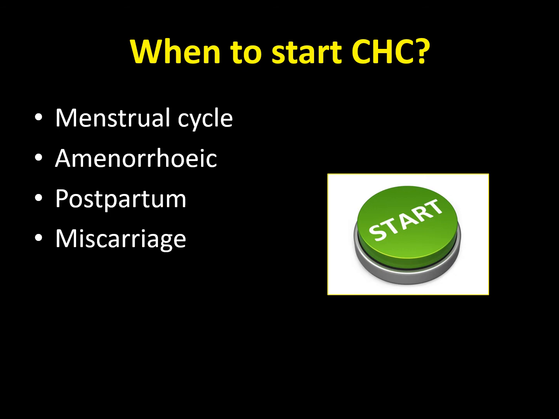You counsel the woman and you decide to give her combined hormonal contraception. When to start? If she's menstruating, it is preferable to start in the first 5 days of the period, and some manufacturers specify the first day of the menstrual cycle to start the combined pills.